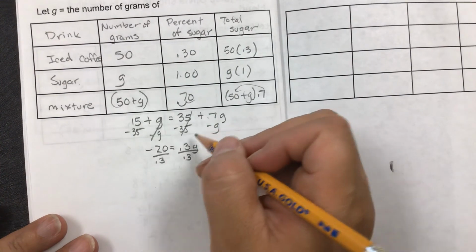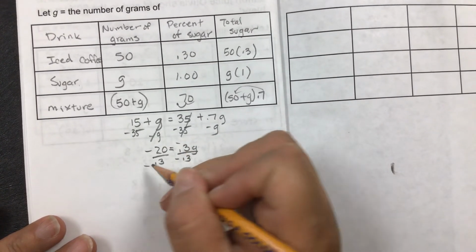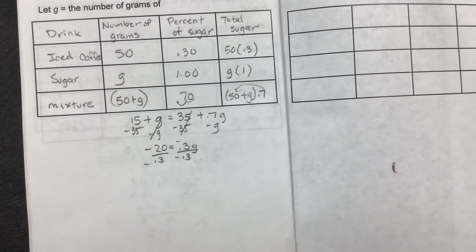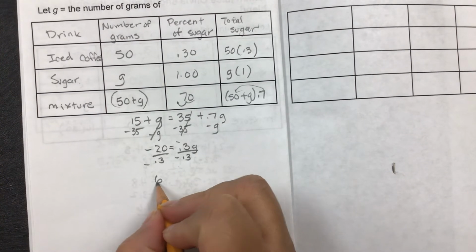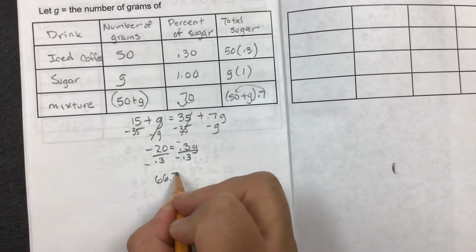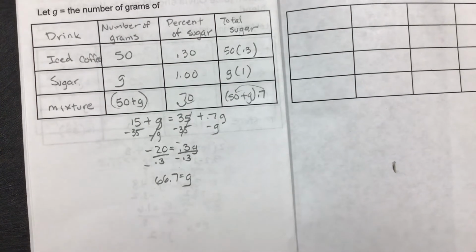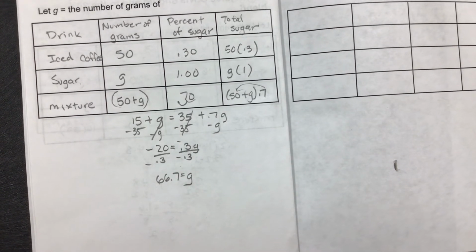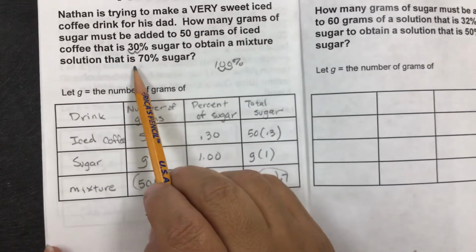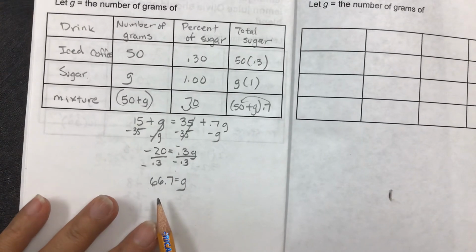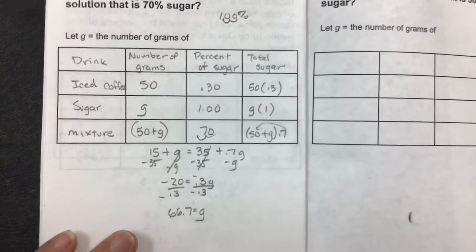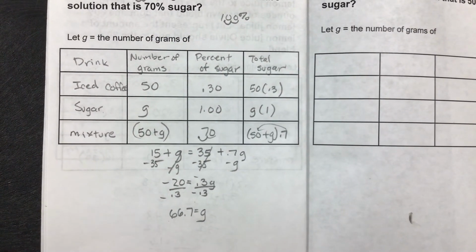0.3G. Divide by 0.3 on both sides. That's negative divided by negative, which is 66.7 grams of sugar. Remember, we wanted 70% sugar. So we're going to have to add 66.7 grams of sugar to that iced coffee.